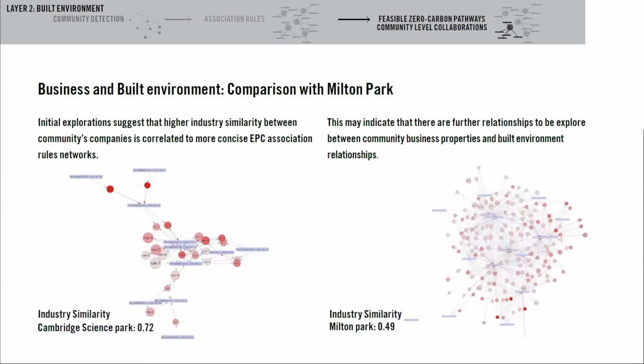And then after some exploration, we have found some initial relationships. If the industry similarity is higher, the rule structure tends to be more concise, and if the industry similarity is lower, as in the Newton Park case, the structure can be much more complicated. But these things are to be justified in our later work.